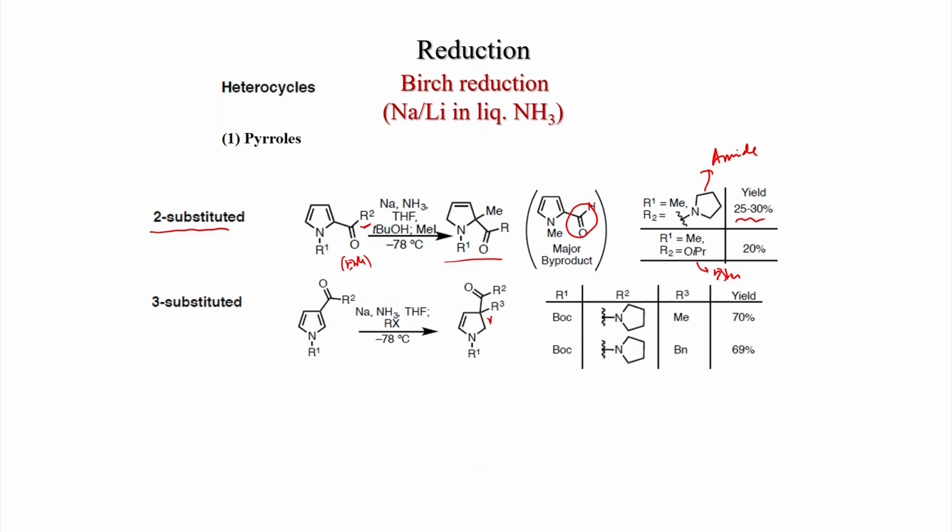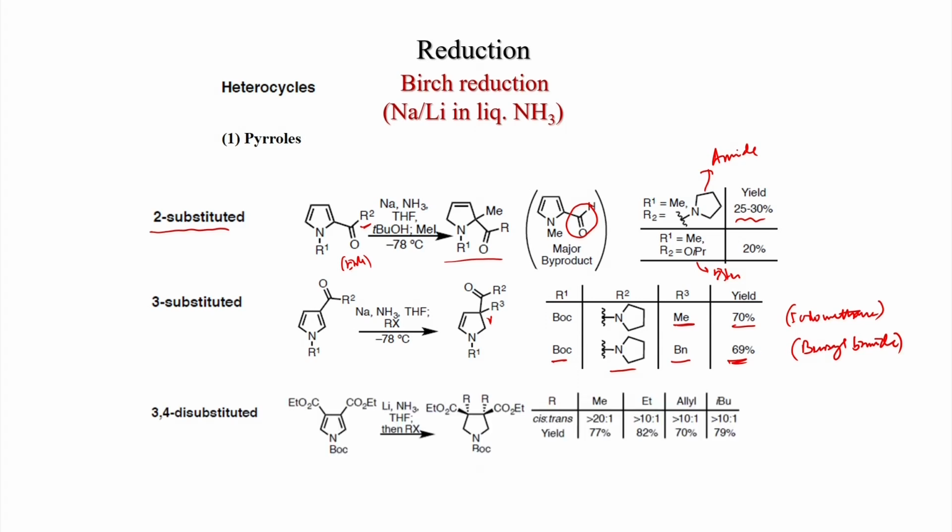And now, if R1 is equal to Boc and R2 is equal to pyrrolidine, so it is a pyrrolidine amide, and R3 is equal to methyl, if the alkylation is with iodomethane, then you get 70% yield. And now, again you have a Boc group and pyrrolidine amide. Now, if you do the alkylation with benzyl bromide, suppose, we get 69% yield of the product.